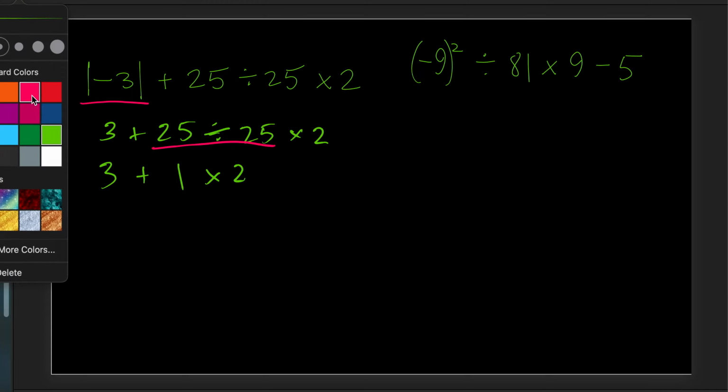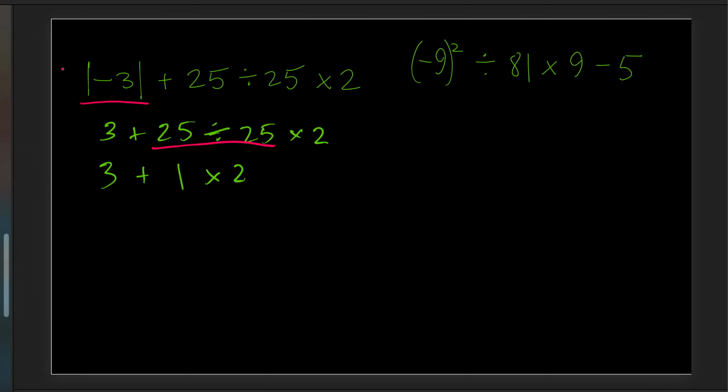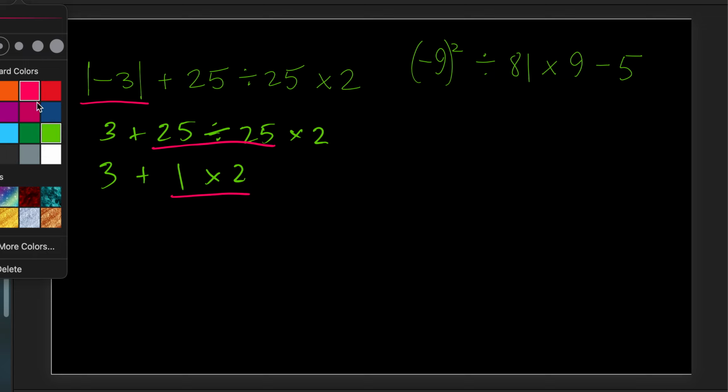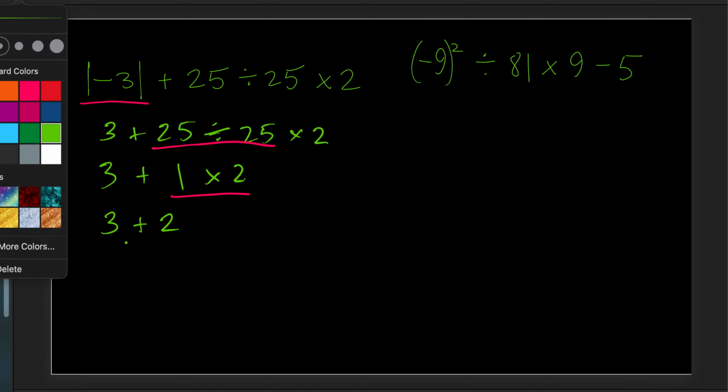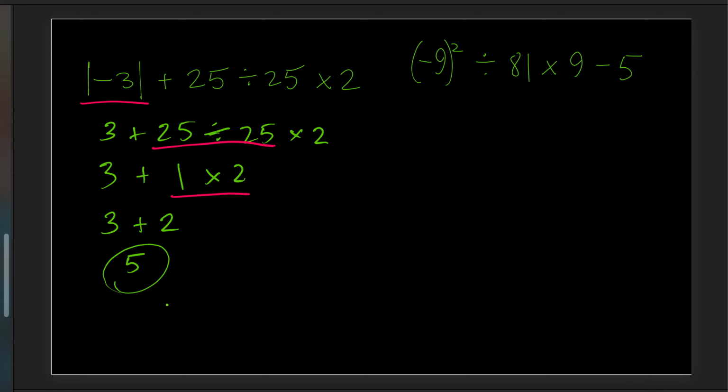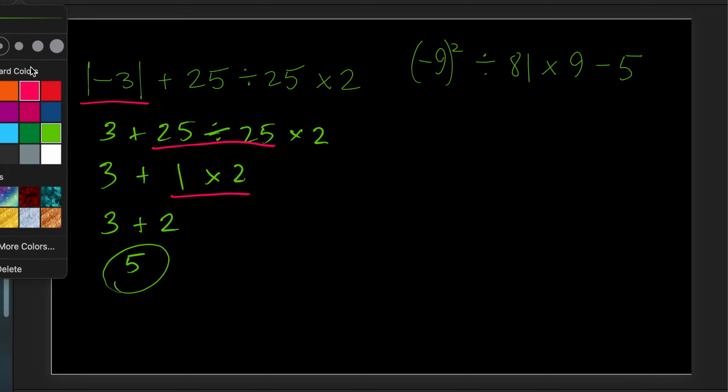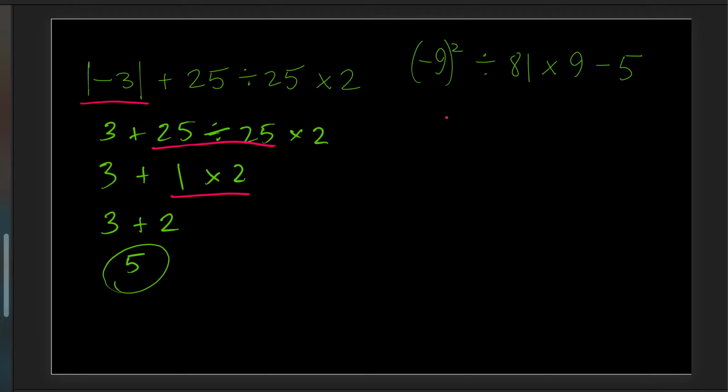So I will take a look at what I have next. 3 plus 1 times 2. So multiplication definitely comes next. So that's what I'm going to do. So I'm just going to bring down that 3. 1 times 2 is 2. So now my brain sees that's the problem, and that's the answer easily. 3 plus 2 is 5. Okay? I hope this is helping you to understand.